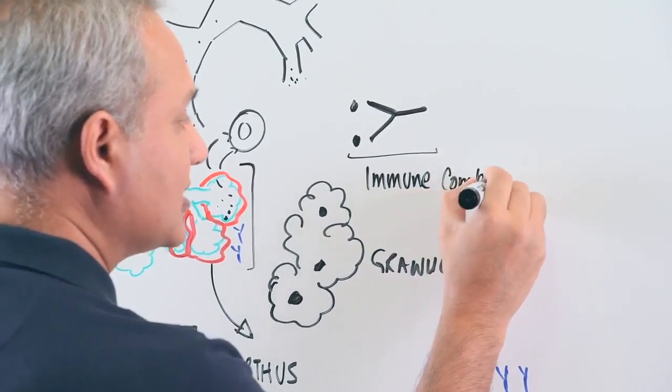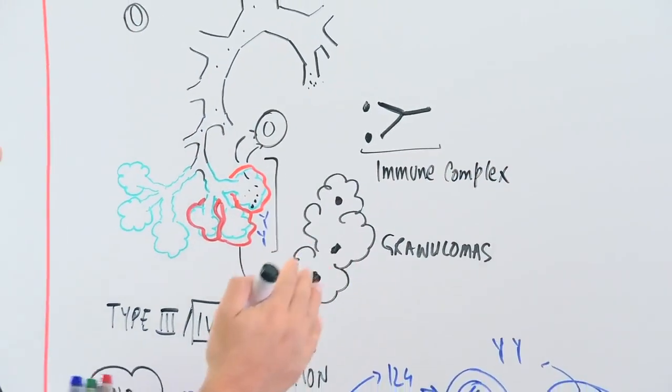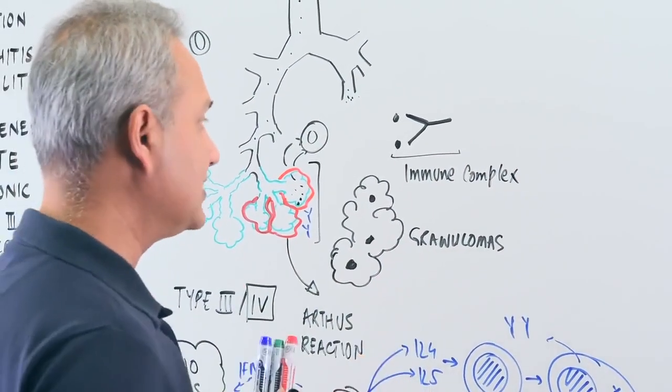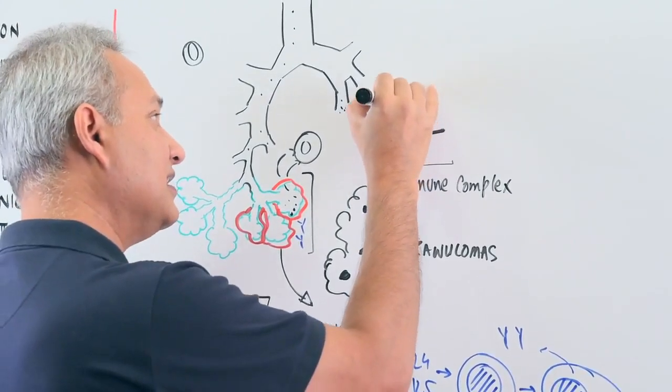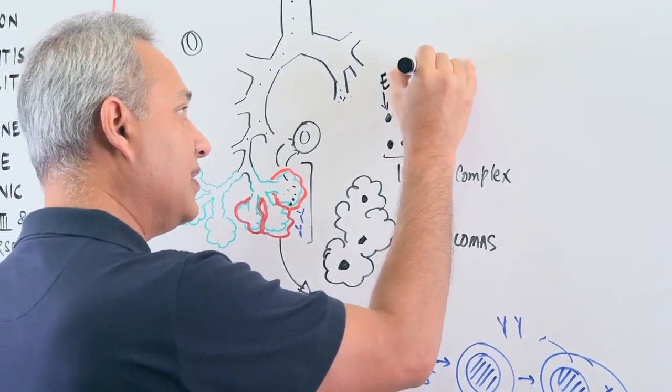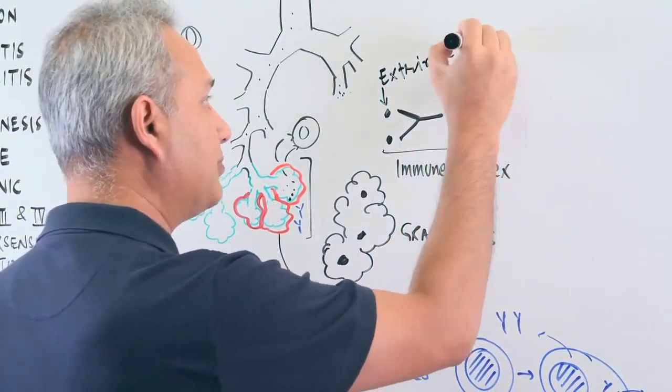It is a free complex. Remember, in type 2, the complex is not free. In type 3, the complex is free, and this is an extrinsic antigen of known type.